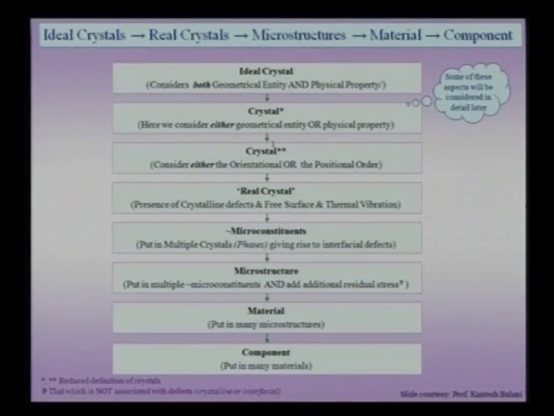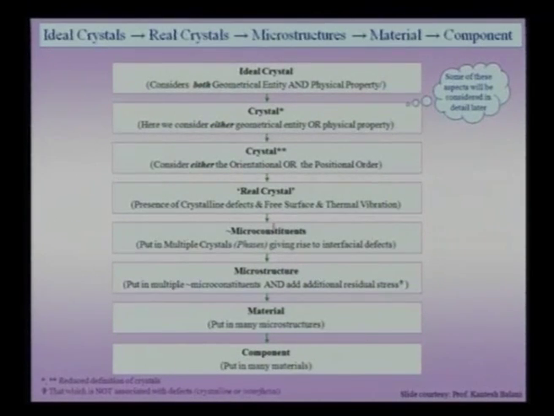Further, I could have an even more reduced definition of a crystal, wherein I consider either the orientational order or the positional order. Further, I could introduce various kinds of defects, and we will consider these defects in detail later, which are known as crystalline defects. I can introduce a free surface, which is absolutely unavoidable for any real crystal, and finally thermal vibration, which is also unavoidable in real circumstances. Then I can use this real crystal to construct what is known as a micro constituent, wherein multiple crystals are put together and which will have an interface which itself is a defect in the overall structure.